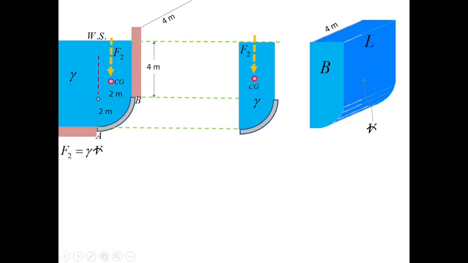Next, we consider the base, the base area, and the length. That has to do with getting the volume. So how do we get it? The volume is simply the base area multiplied by the length in the third dimension of 4 meters. Therefore, the volume of the liquid is simply BL.